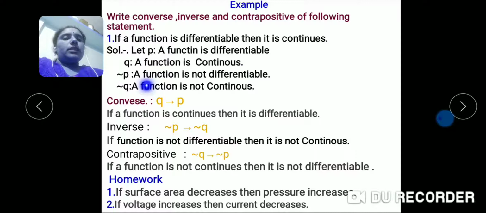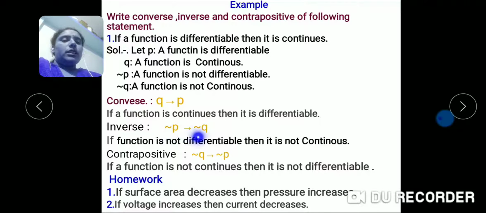Then negation of P is a function is not differentiable and negation of Q is a function is not continuous. Now we have to write the converse of this statement in the form of Q implies P. If a function is continuous, Q is a function is continuous, then P is differentiable. That is, converse of the given statement is, if a function is continuous, then it is differentiable.